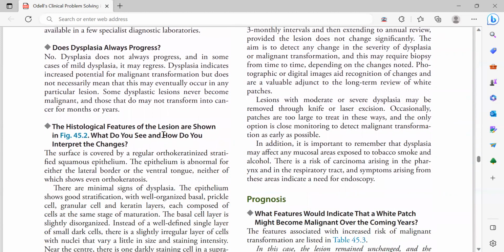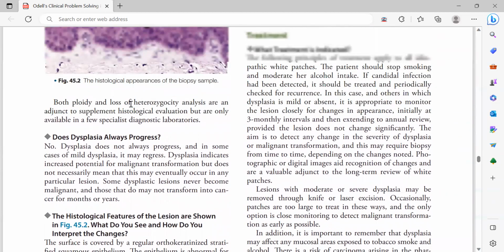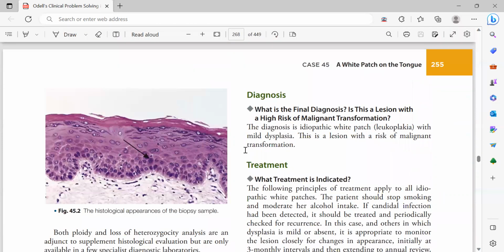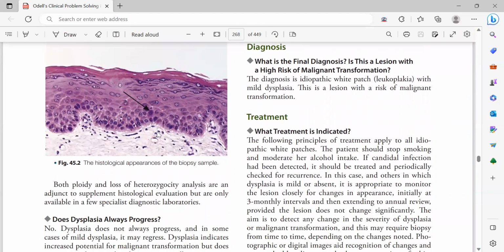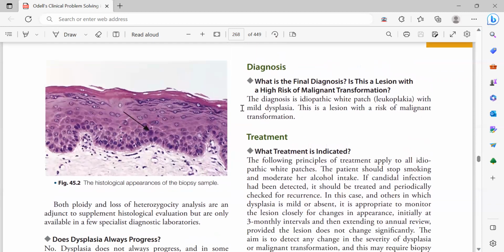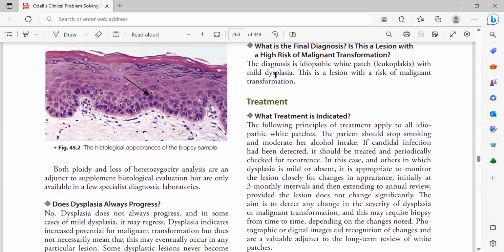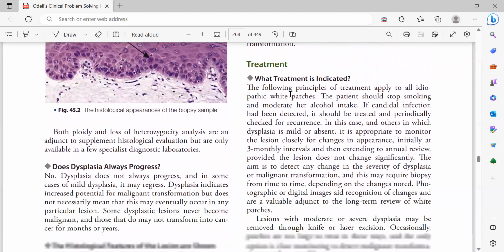Okay, then histopathological features are shown. So you can read about these histopathological features, what they want to highlight here. This is showing mild stage of dysplasia, like the nuclei, it is prominent, and there are mild features of dysplasia here. What is the final diagnosis? It is an idiopathic white patch with mild dysplasia, a lesion with a risk of malignant transformation, because it is a leukoplakia, so there is a chance of malignant transformation.